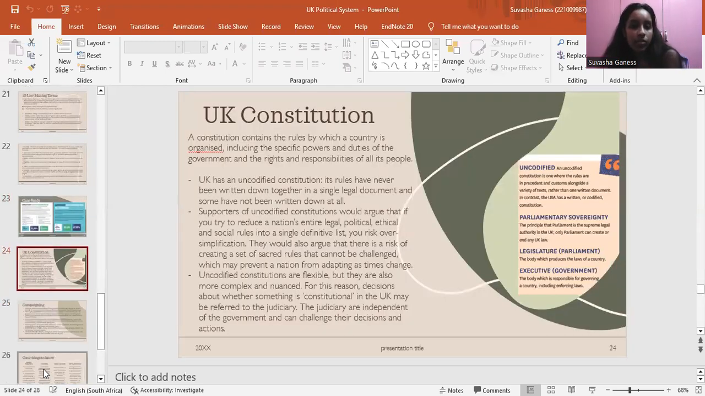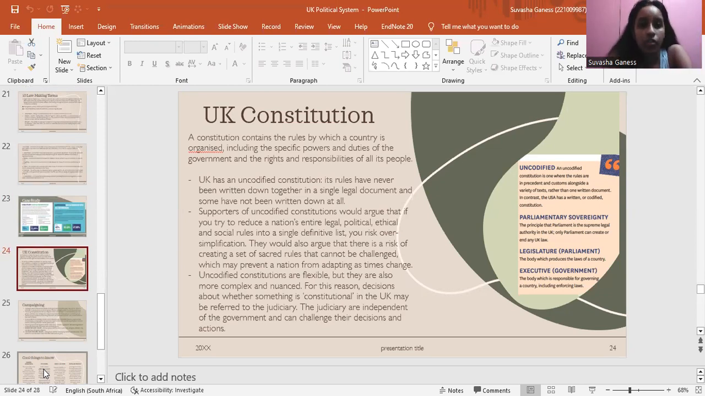Okay, in terms of the UK Constitution, the Constitution contains the rules by which a country is organized, including the specific powers and duties of the government and the rights and responsibilities of all its people. The UK has an uncodified constitution, which means that its rules have never been written down together in a single legal document, and some have not been written down at all.